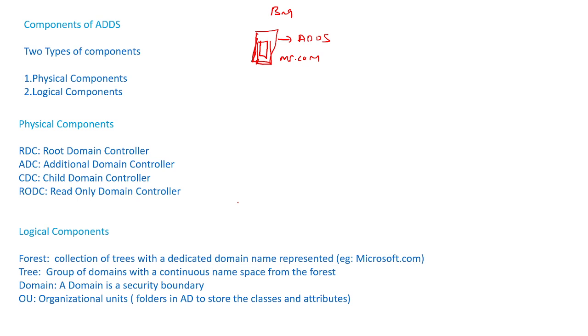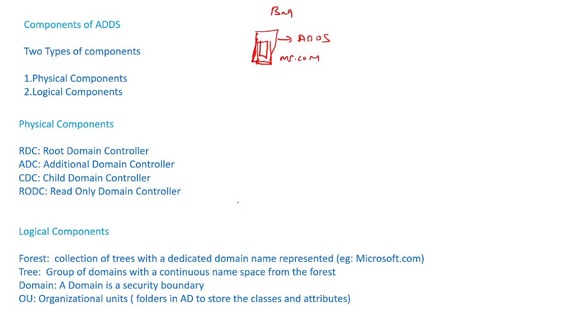In your family tree, if I ask you who is your root, it is always your grandfather, correct? It is always your grandfather, and then your father, and then you guys will come. So the root of the family is always a grandfather. In our scenario here, the root domain controller means the very first domain controller in the estate, and that is called the root domain controller.